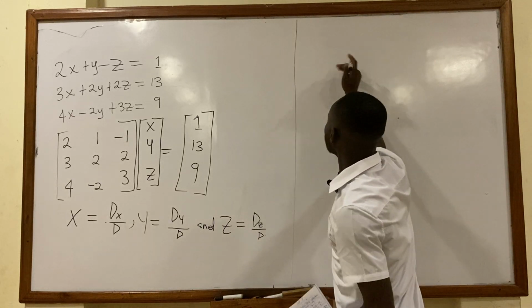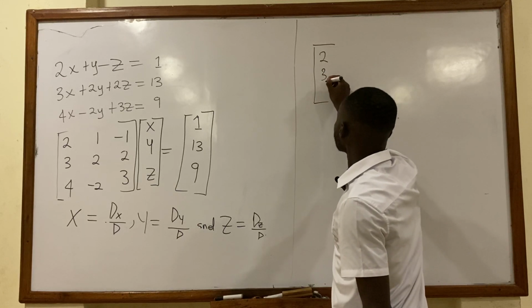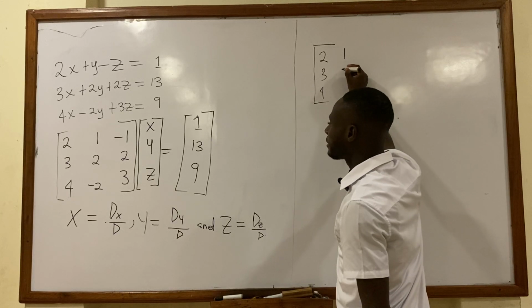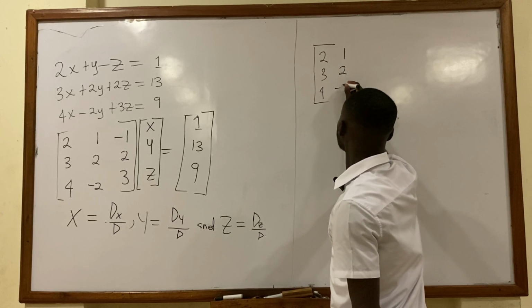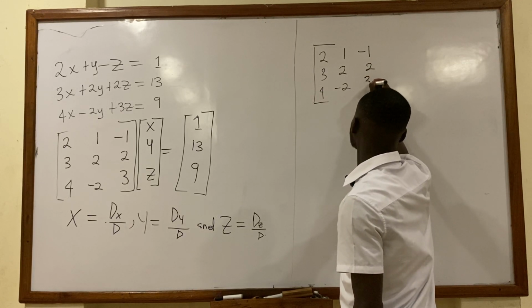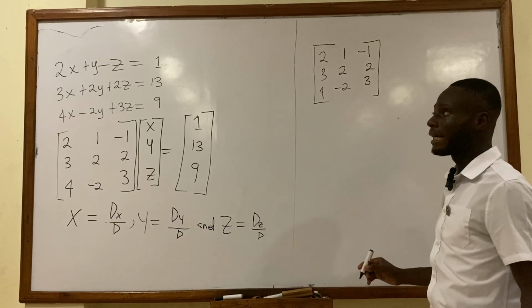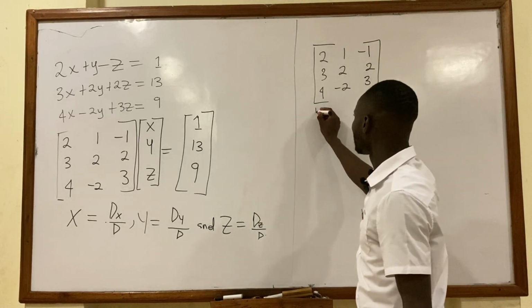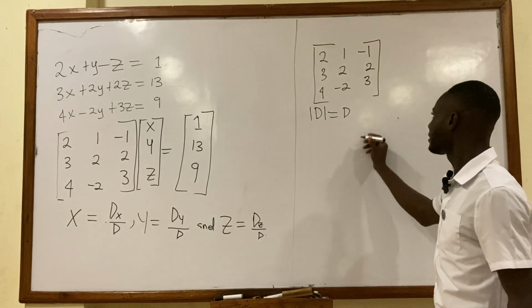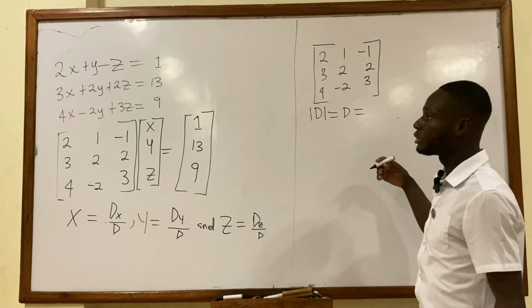I'm going to find the determinant of this 3 by 3 matrix, which is 2, 3, 4, 1, 2, minus 2, and then minus 1, 2, and 3. So we want to find the determinant of this matrix, right? So the determinant, D, let's pick the first row, which is common to us, we always use.